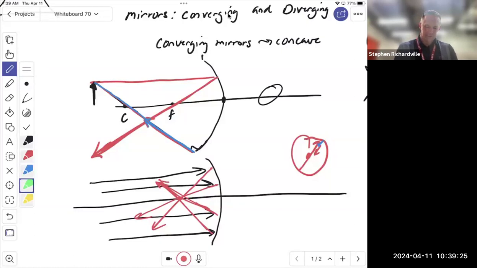My third ray, I'll do it in green, goes through the focal. It's a reversal of the first and comes out parallel. And you can see right here, I have an upside down, inverted, real image. Why real? The light rays came together there. Inverted, well, it's upside down, smaller.